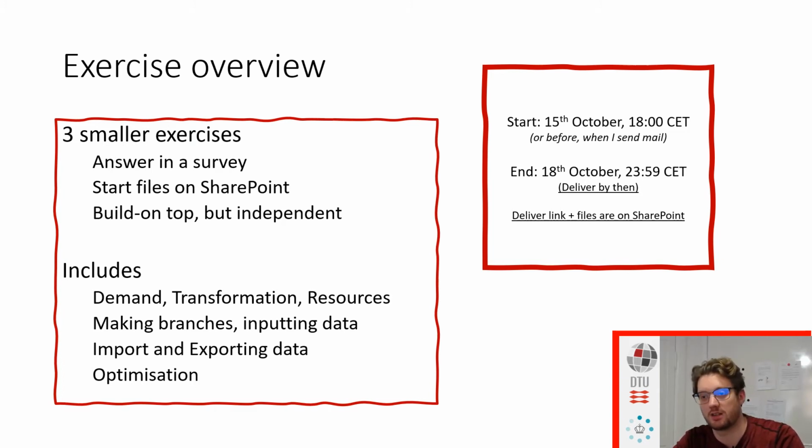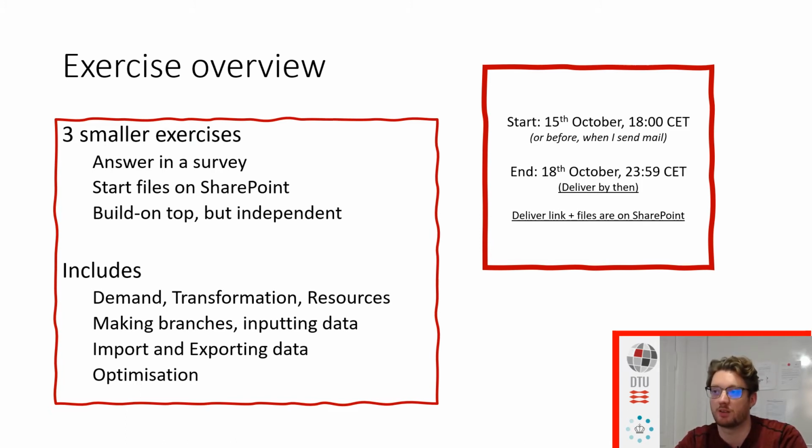In the exercises, we will have to work with the demand, transformation, resources, making new branches, inputting some data, inputting new scenarios, importing and exporting data from Excel, maybe, and then also optimization. So we will go through quite a lot of the range of the course. So it should be up here in a few hours.